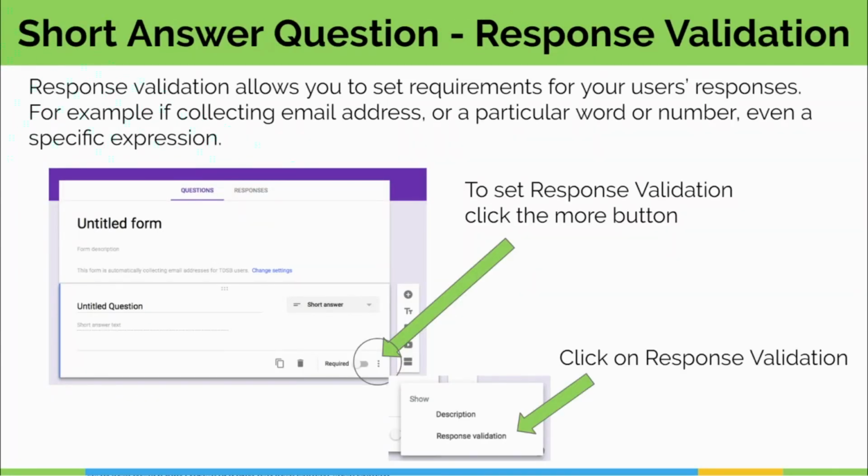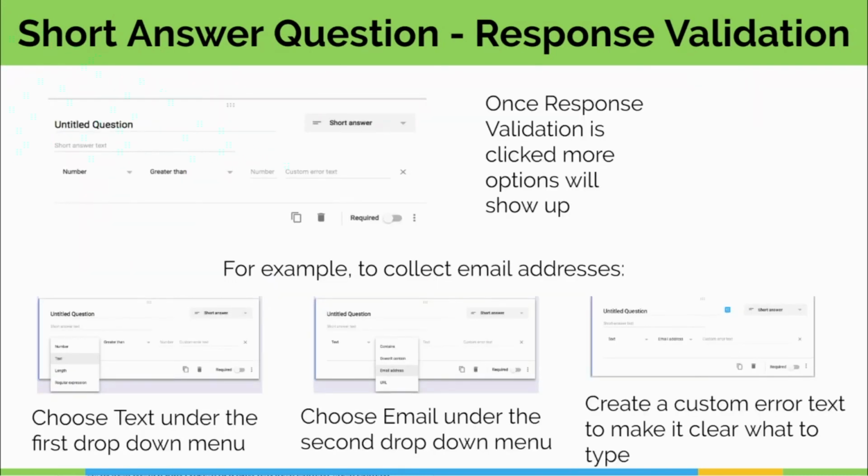Response validation allows you to set requirements for your user's responses. For example, if collecting email addresses, or a particular word or number, or even a specific expression. To set response validation, click the More button, which are the 3 vertical dots, and select Response Validation. Once Response Validation is clicked, more options will show up.